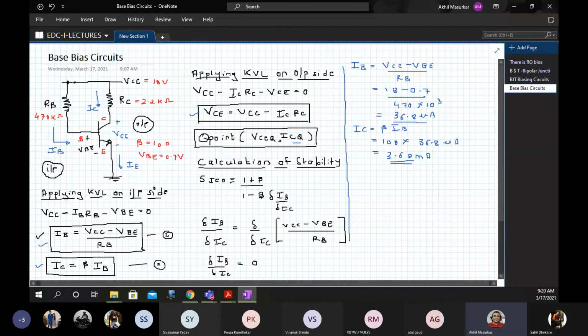Now the second value is VCE. So VCE is equal to VCC minus IC RC. That will be 18 minus IC, which we have just calculated as 3.68 into 10 raised to minus 3, into the RC value of 2.2 into 10 raised to 3. So the value of VCE is equal to how much? Tell me that.